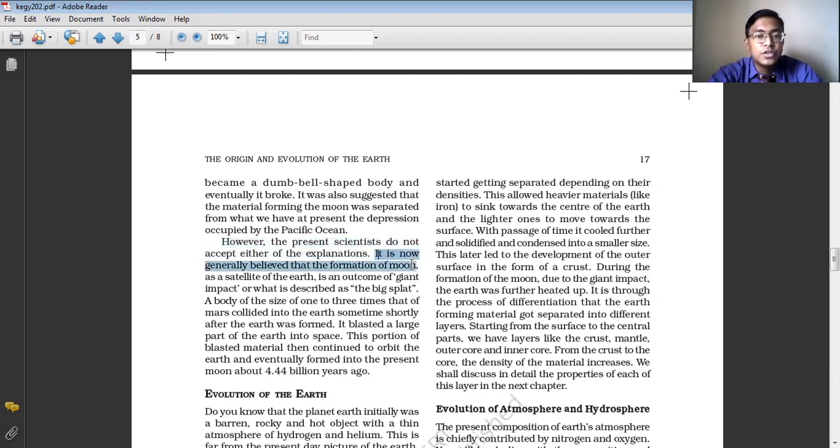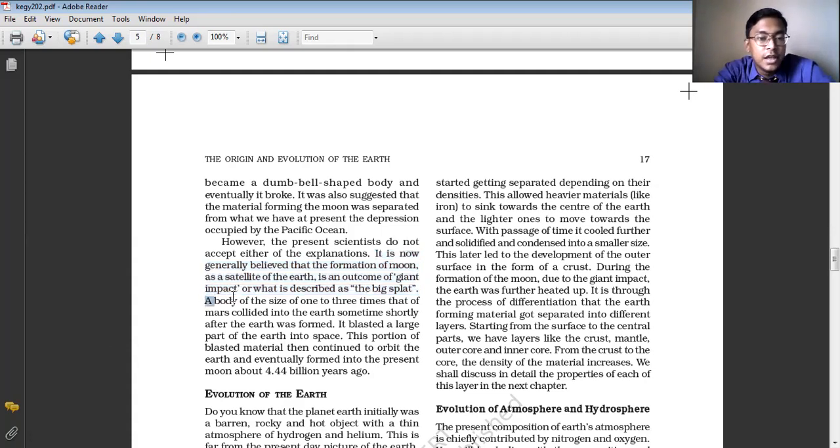It is now generally believed that the formation of the moon as a satellite of the Earth is an outcome of a giant impact, or what is described as a big splat. It is said that a very large celestial body, a very large asteroid, came and collided with the Earth, and a part of the Earth got detached. It started revolving around the Earth, and later on it led to the formation of the moon.